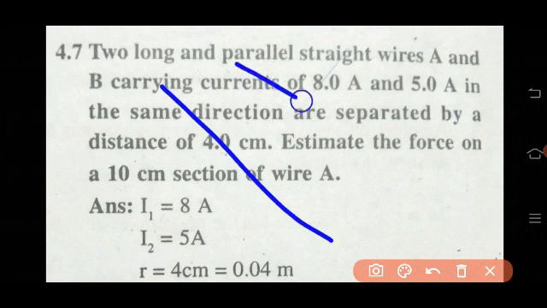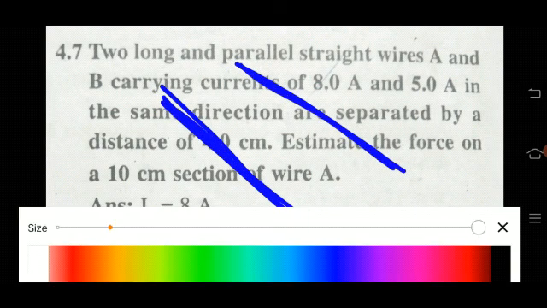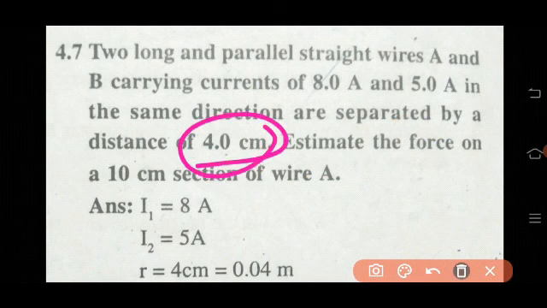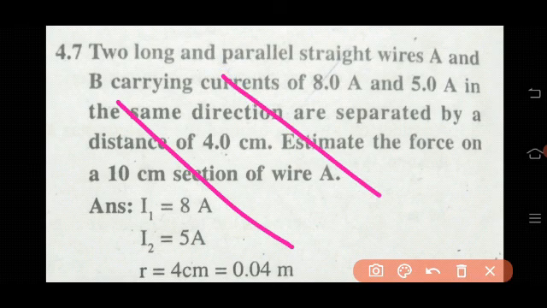Consider two long straight parallel wires which carry the current in the same direction. If this is IA or I1, this is I2 or IB. What is the distance between them? It is given as 4 centimeter. They have mentioned that the distance between the two wires is 4 centimeter.